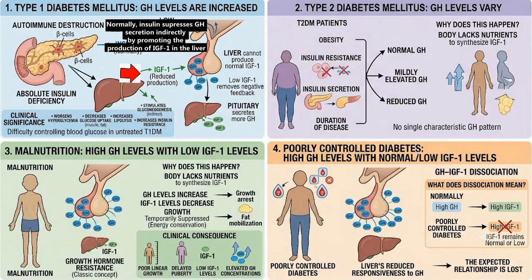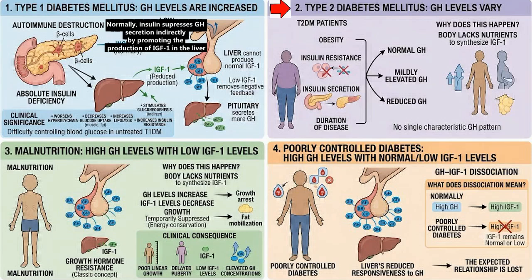Clinical significance. The elevated GH further worsens hyperglycemia because GH decreases glucose uptake by muscle and fat, increases lipolysis, stimulates gluconeogenesis indirectly, and increases insulin resistance. This contributes to the difficulty in controlling blood glucose in untreated type 1 diabetes.